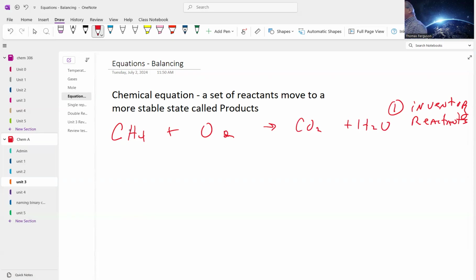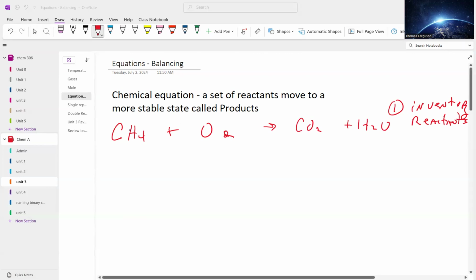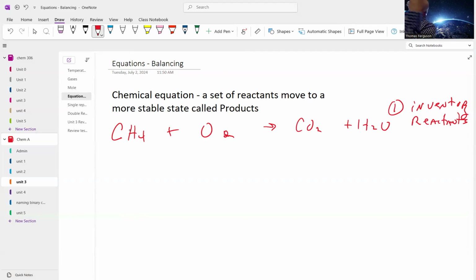So let's start with methane and oxygen and burn it. It's like in lab today and yesterday. Gas comes out of the wall, natural gas. We mix it with some kind of oxidizer, in this case oxygen, and we form oxidized products, in this case carbon dioxide and water. Now, inventory, what does that mean? Well, we've got to inventory the reactants on the left, and inventory the products on the right.